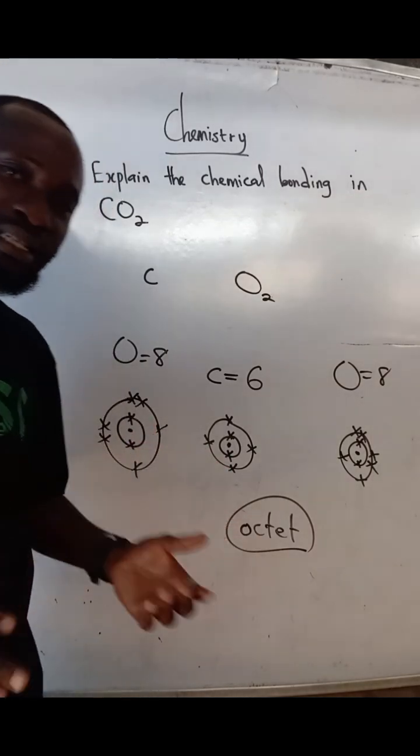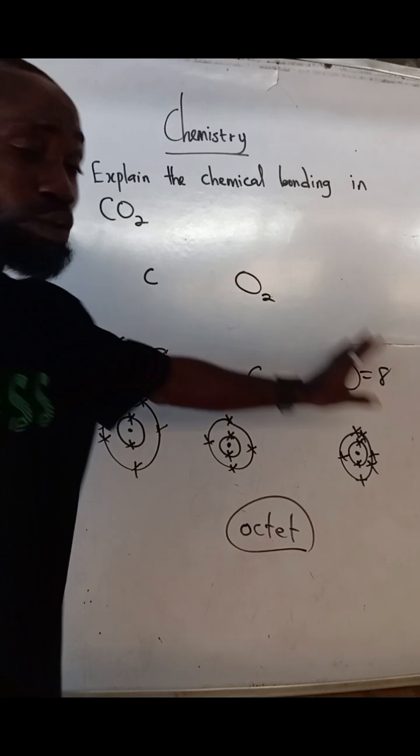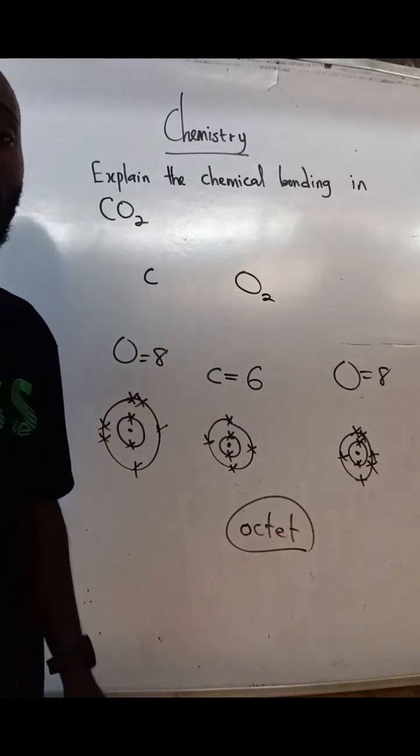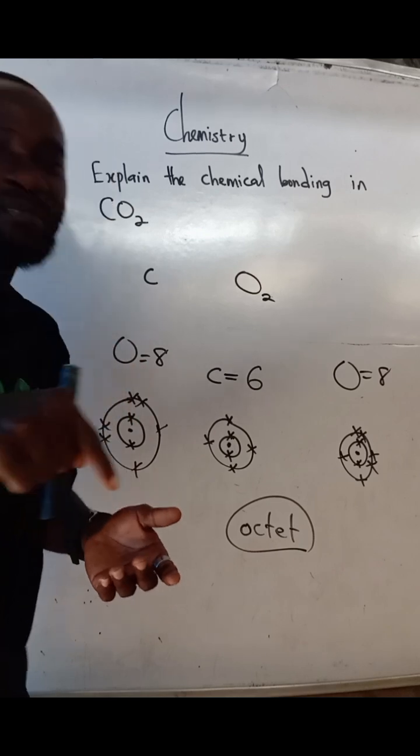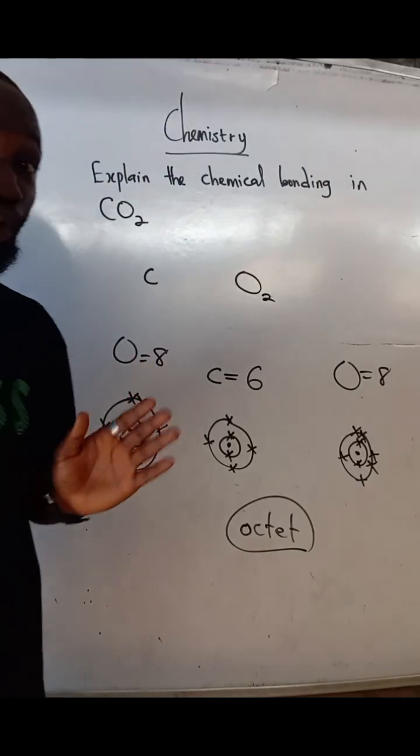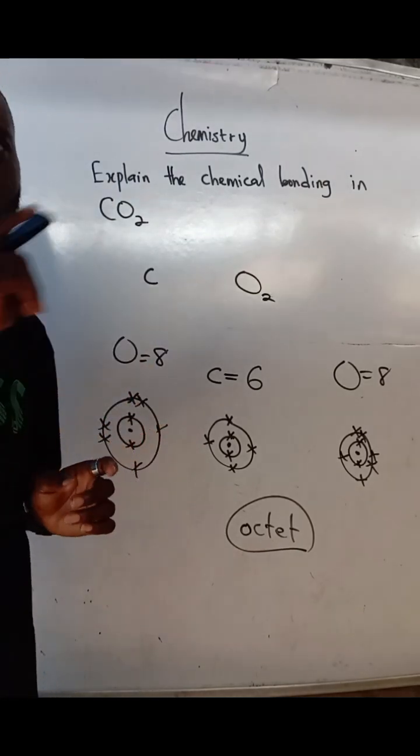Now, after knowing this, we must know that other elements that don't have 8 electrons in their outermost shell want to look like those that are having 8. You know, when you have a rich man in your area, you'll be like, I like the way this man dresses.